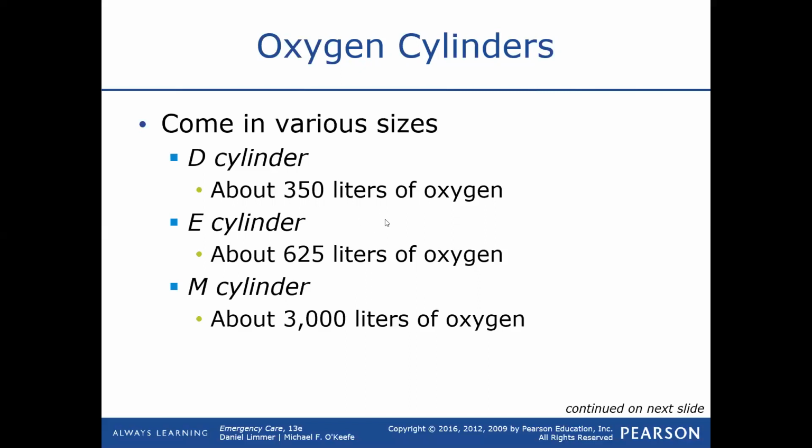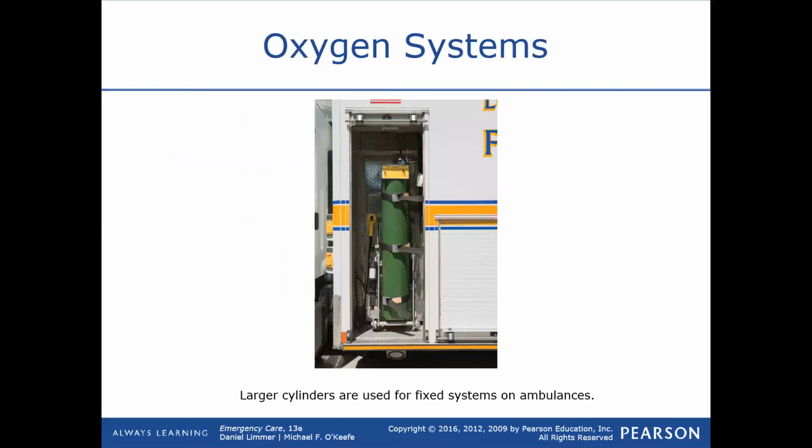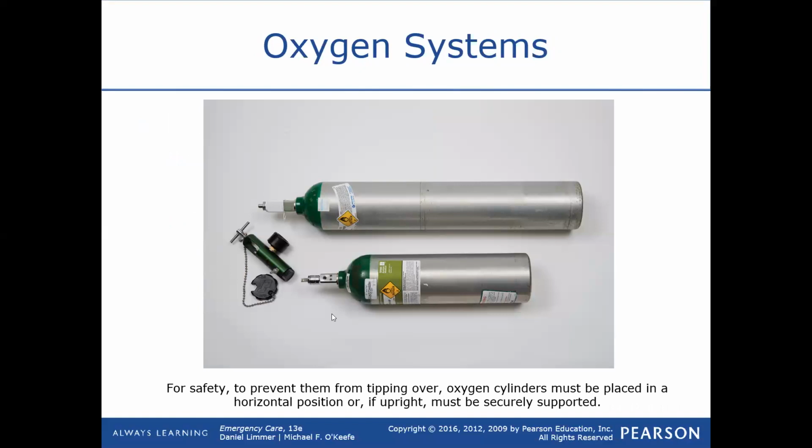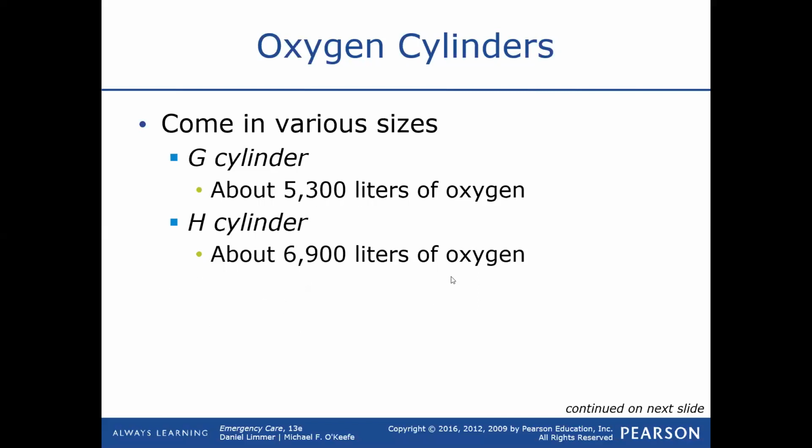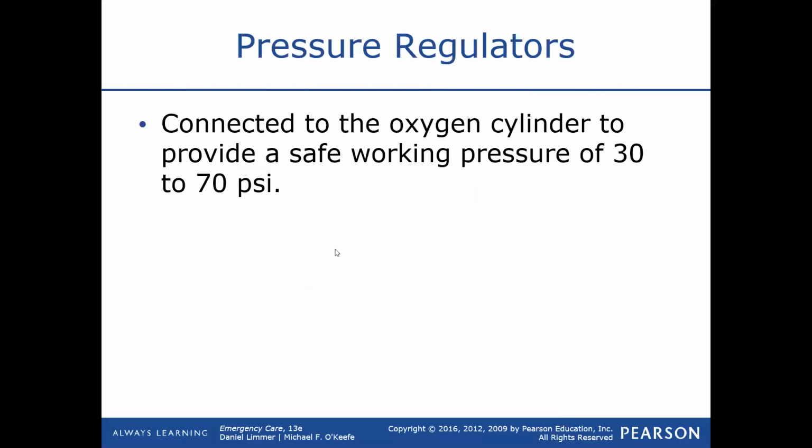Okay, we're not going to carry around an M cylinder because they're huge. But we might carry around a D cylinder or even an E cylinder. I think that's an E right there, and that's a D. These are the common ones that we usually carry. There's a good amount of oxygen in there. It can get you through a call or two, depending on your transport time. G and H are bigger and bigger tanks.